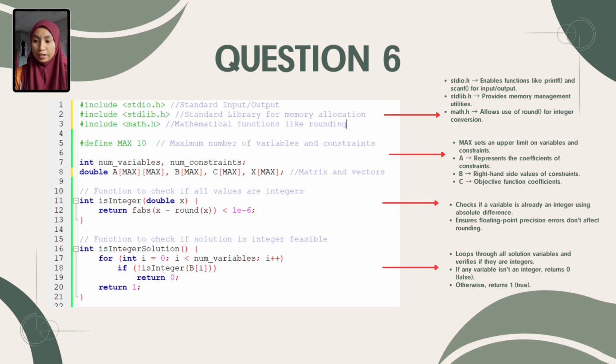For lines 11 until 14, the function of the coding is to check if a value is an integer using absolute difference. Next, the function of the coding at lines 16 until 21 is to check if a solution is integer feasible using loops. If any variable is not an integer, it returns 0, otherwise it returns 1, which is true.